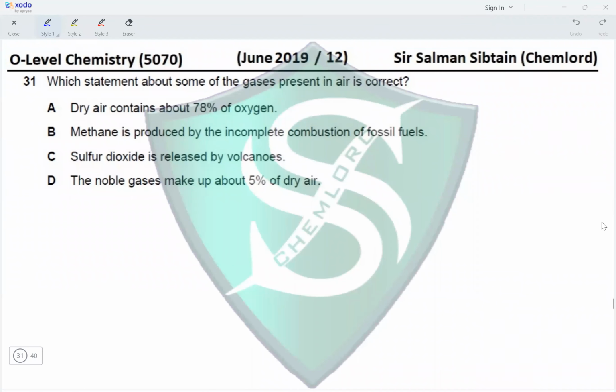Hi guys, this is O-Level Chemistry, paper 12, June 2019, question 31. Which statement about some of the gases present in air is correct? Dry air contains about 78% of oxygen.